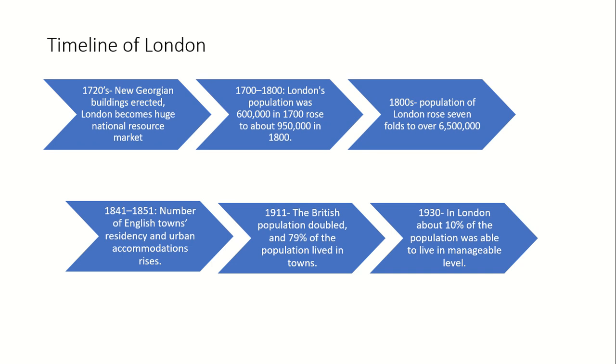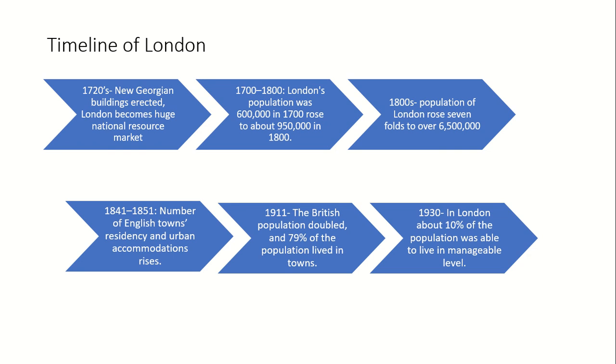This timeline for London specifically dates the 1720s, where new Georgian buildings were being erected, and London becoming a huge national resource market. During the 1700s to the 1800s, London's population rose from about 600,000 in the 1700s to an additional 350,000 increase in the 1800s. Islington and Chelsea also experienced a similar growth in population. As population grew, so did construction in London, specifically in housing facilities, due to the population spike.